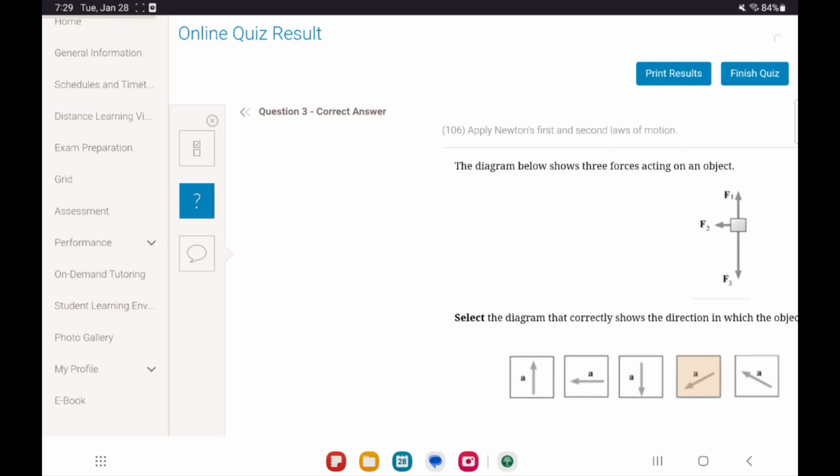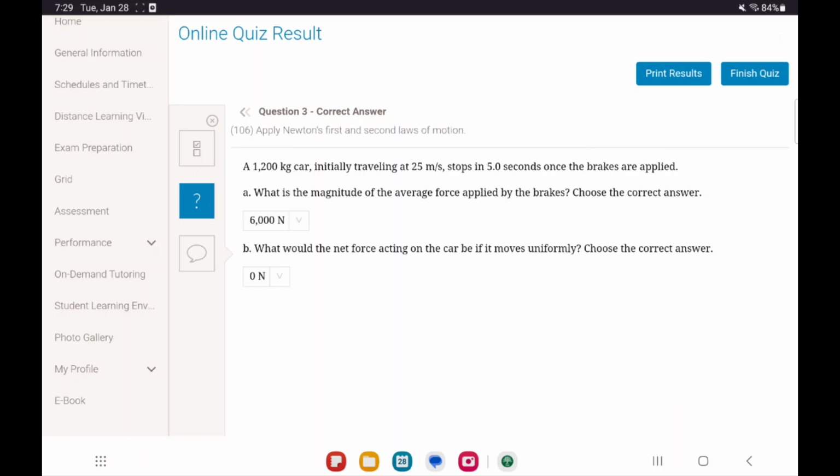Question 3. Okay, for the first part, we know that we need the magnitude. We know that F equals ma for magnitude. Magnitude is F. So, we have mass, but do we have acceleration? No, we don't, so we need to find acceleration.